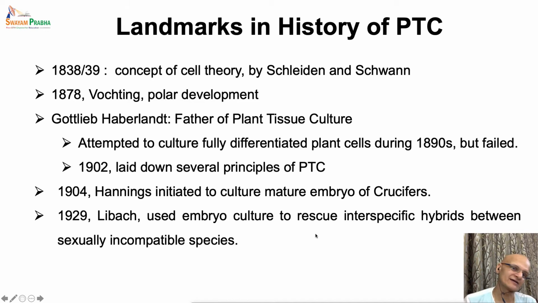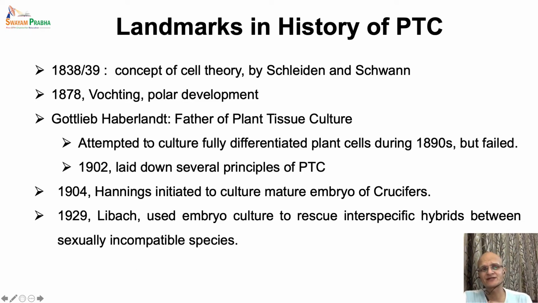Soon after, within a few years, Hannig and Brown successfully cultured the embryos of the crucifers on artificial media, that is, artificial solutions of mineral salts and sugar, and cultured them to maturity. I mean, full-fledged plants were generated, and this was also the confirmation of what Gottlieb had said earlier in 1902. So then there were a lot of developments during this time.